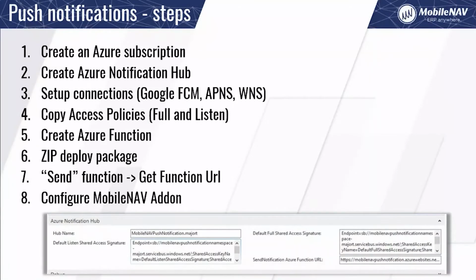And yeah, these are the steps basically. We need to create an Azure subscription first. I of course won't do this during the demo, so I already have one here. Then we will start from point 2, where we create an Azure Notification Hub. Then we set up the different connections for the different messaging systems. Then we copy the access policies and paste them into the MobileNAV general setup. We also set up an Azure function with a zip deploy package and make the final adjustment in the MobileNAV add-on, and you are basically ready to go. So let's quickly jump into this.